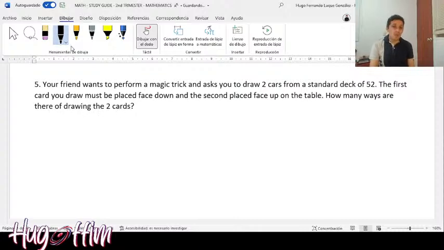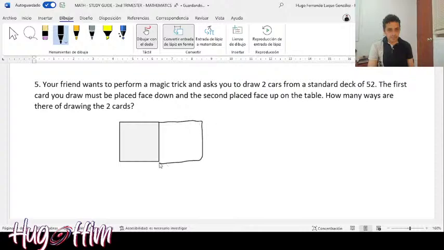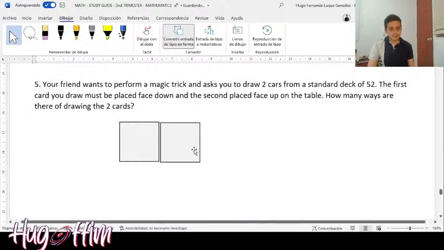So, okay, the way I prefer to do it is by multiplication principle. So I'm going to imagine 2 boxes. Okay, it doesn't identify my box. 2 boxes. Let's see if now I identify the box. No. So I'm going to use 2 boxes.